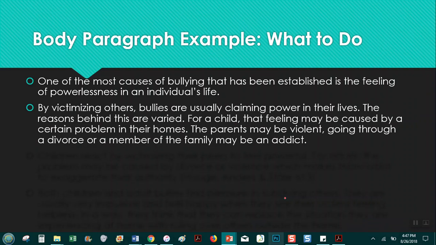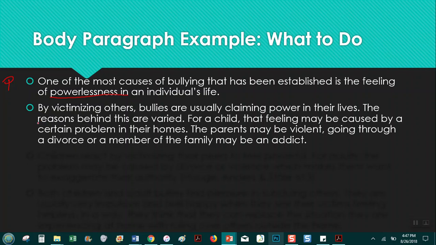One of the most prevalent causes of bullying that has been established is the pure feeling of powerlessness in an individual's life. So this is really her topic sentence. This is the P part, her point. This was one of the reasons from her claim. Powerlessness. By victimizing others, bullies are usually claiming power in their lives. The reasons behind this are varied.